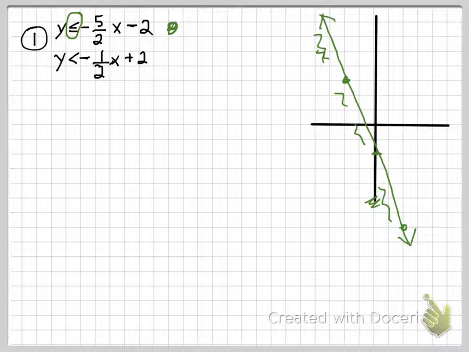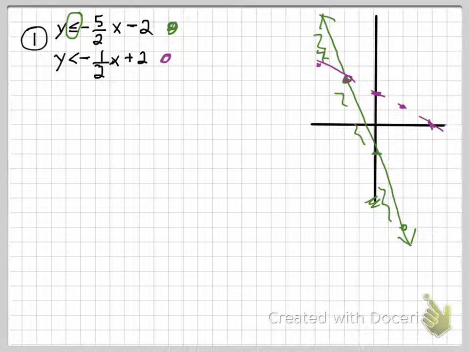Now let's do the second one. On our second inequality, the y-intercept is at +2, and our slope is -1/2. So we're going to go down 1, right 2, down 1, right 2. Draw that line in as straight as possible. Oh, did I do it right? No, we didn't do it right.